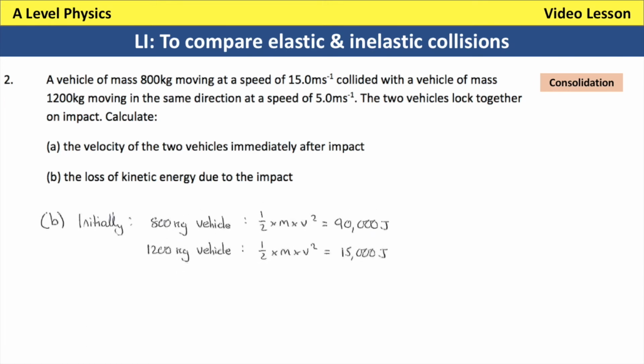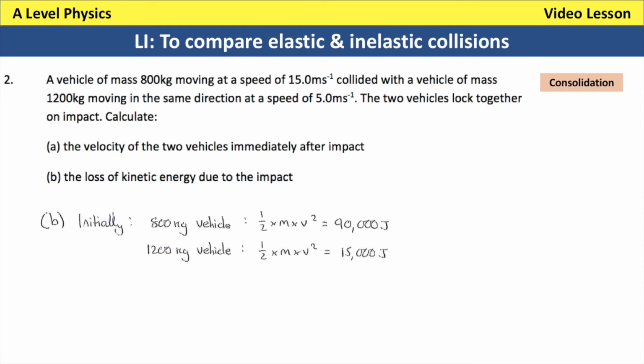Part B, we want to work out the loss of kinetic energy. So we would work out what the kinetic energy was at the start. Each vehicle has got kinetic energy because it is moving. So we do a half times mass times v squared, which gives 90,000 joules. And then for the other vehicle, we do a half times 1,200 times 5 squared, which gives 15,000 joules.